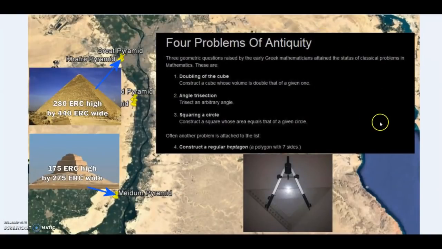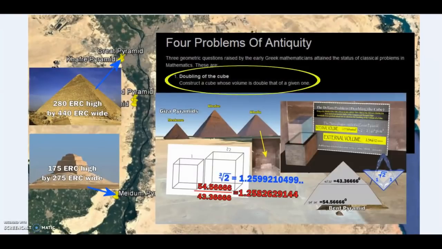So we also have ancient geometric problems, the 3 problems of antiquity: doubling the cube, angle trisection, and squaring a circle. Mentioned in the previous episode, both the bent pyramid, the ratio between them. I forgot to mention, we have 6s and 5s in the bent pyramid. Well, the Great Pyramid, the total height including the subterranean, is at a ratio of 6 to 5 to the portion of the pyramid above.